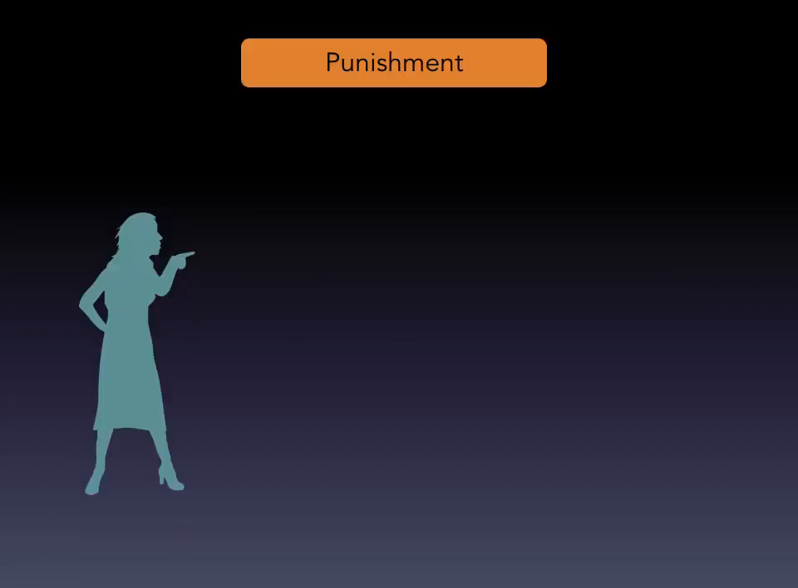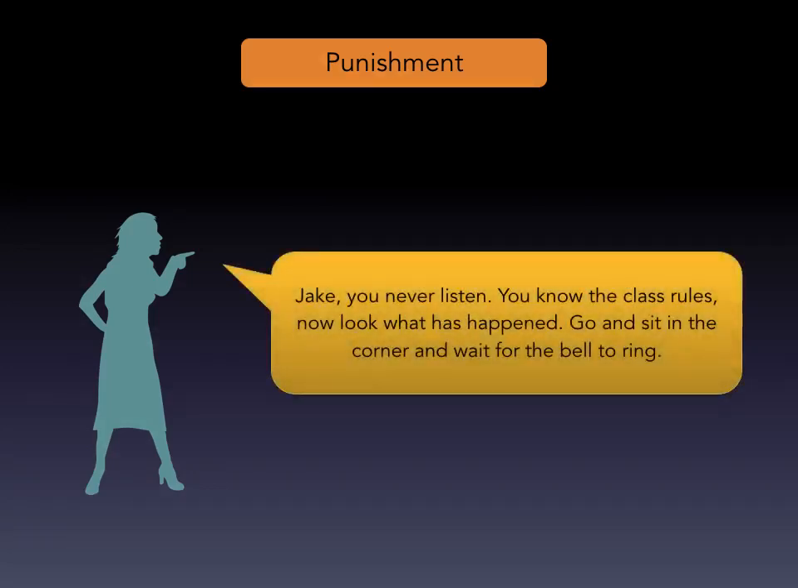Now, a punishment approach to this behavior would be to say, Jake, you never listen. You know the class rules. Now look what has happened. Go and sit in the corner and wait for the bell to ring. A punitive approach would involve scolding the learner in front of the class in a harsh tone and voice, with disapproving looks.